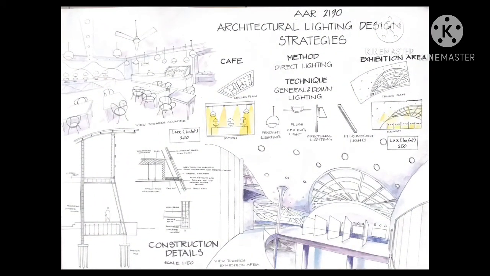Moving on to the architectural lighting design strategies. The method used for both cafe and exhibition area is direct lighting, where the general and downlighting technique is used. For the exhibition area, the area is open and there is a skylight at the ceiling to supply natural lighting during daytime. This can reduce the electricity as the skylight is wider and efficient to supply the lighting, and also the center has fewer visitors, so they do not need to switch all the lights on.